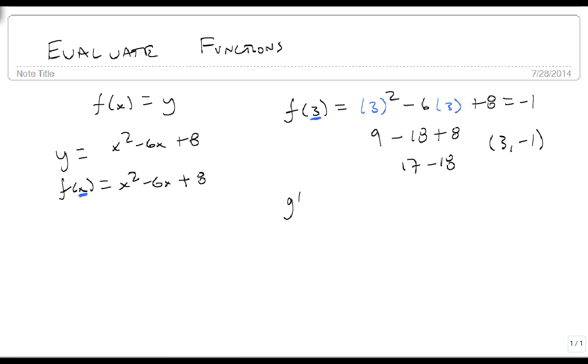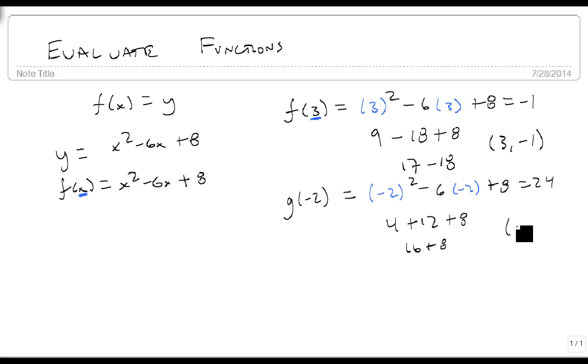Now, let's continue this. What if we have f of minus 2? Then we're going to get minus 2 squared minus 6 times minus 2 plus 8. That's 4 plus 12 plus 8, 16 plus 8, which is 24. So I get a point at minus 2, 24.